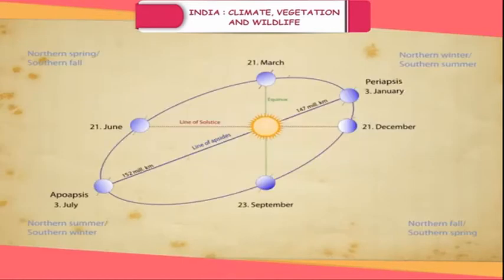Seasons. The climate of India can be described in terms of an annual cycle of seasons. The four distinct seasons follow a set pattern. The four main seasons can be described in the following main categories.